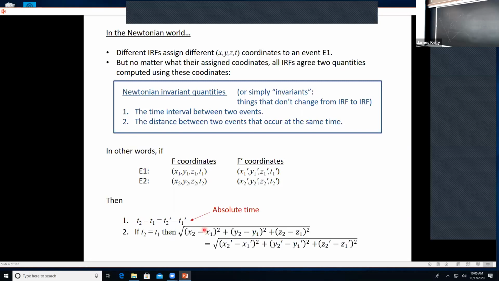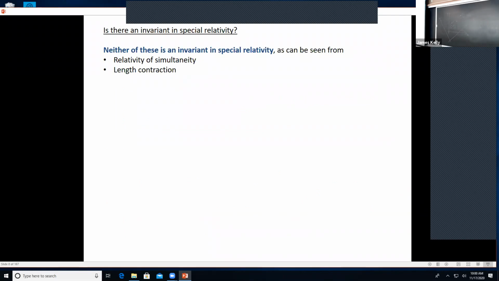And again, if you have two events that happen to occur at the same time, then the distances between them, using the usual three-dimensional distance formula, where you take the difference in the respective coordinates and square them and add them and then take the square root, that's the same as long as the two events occur at the same time, okay? So this is telling us something about Newton's sense of absolute time, and this is telling us something about absolute space or universal space. Everyone agrees on what space and time are. Okay, so much for Newton. That was kind of nice that there are two invariants.